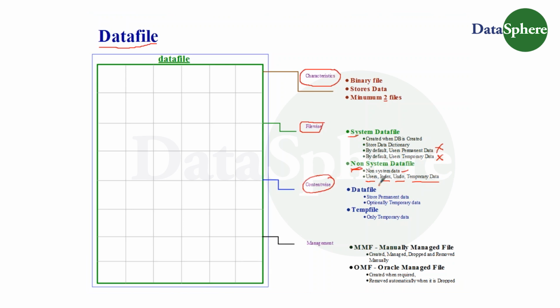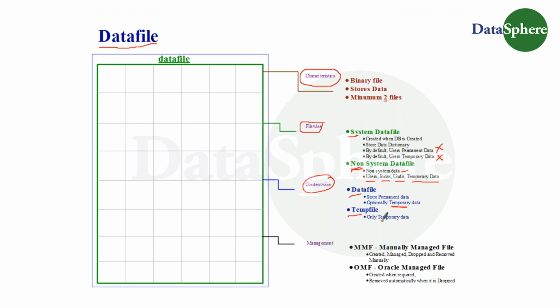We can consider two types of contents: data file and temp file. Basically, data files are meant for storing data, but here is why we call it a data file or a temp file. Fundamentally, a data file stores permanent data, but optionally it can store temporary data also, which is a concern. That should not happen. As much as possible, avoid it.